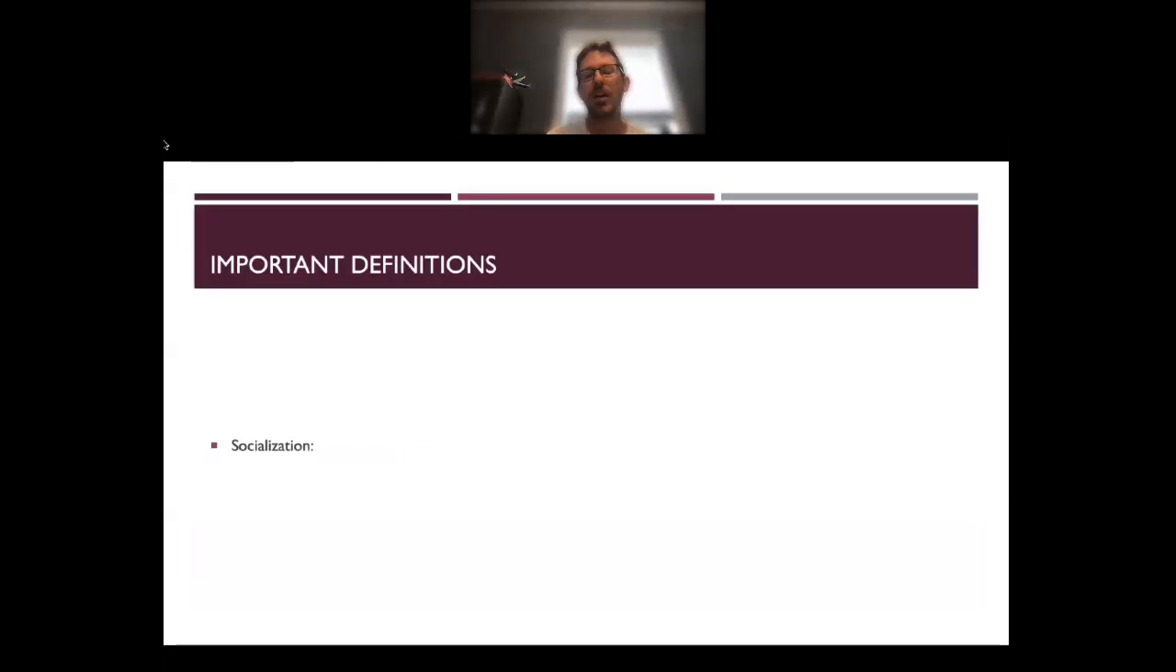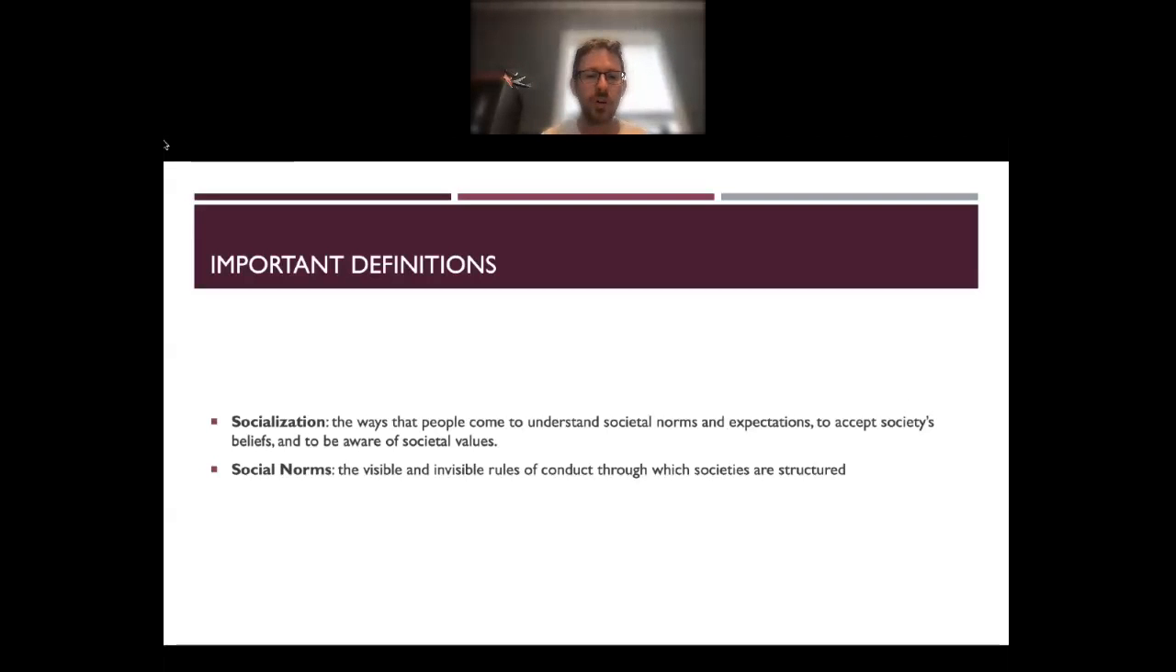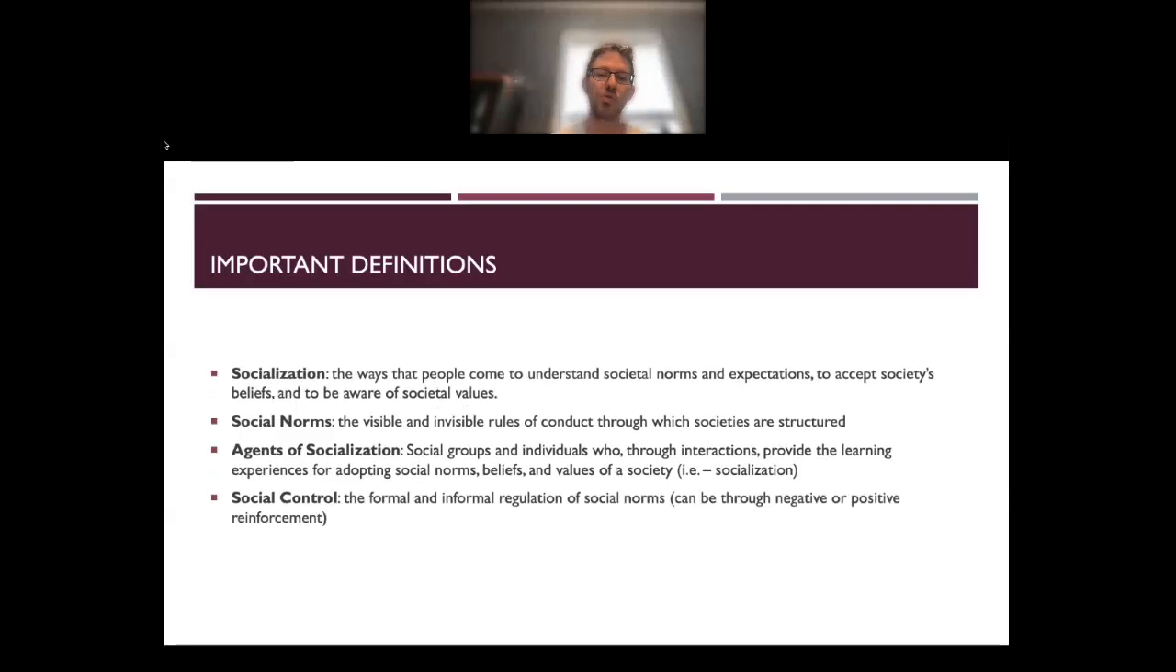So here are some terms. Socialization is the ways that people come to understand societal norms and expectations. We've already learned what social norms are. Agents of socialization are those people and institutions or groups that teach people how to adopt social norms and move through society. So when your parents tell you, open the door for other people because it's a nice thing to do, your parents are acting as agents of socialization, helping you come to understand the norm of respect by opening doors. And then social control are the informal and formal regulations of norms.